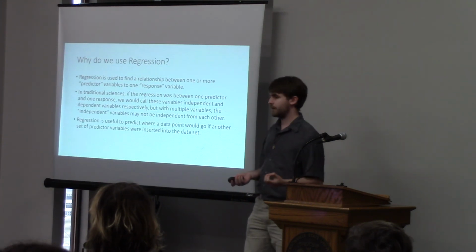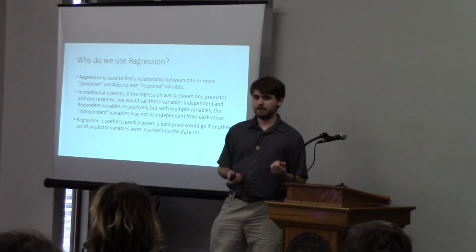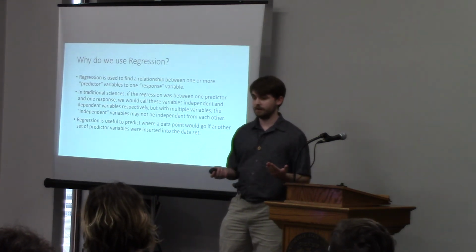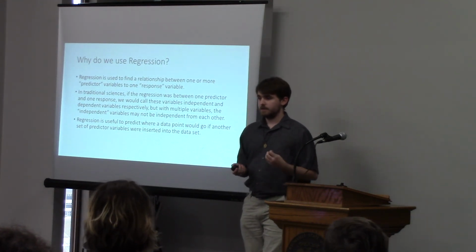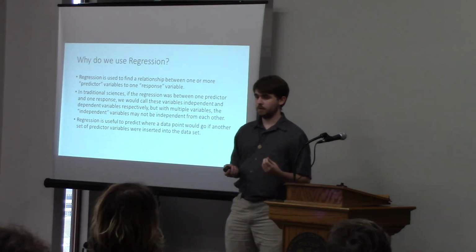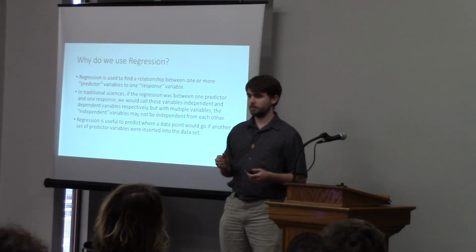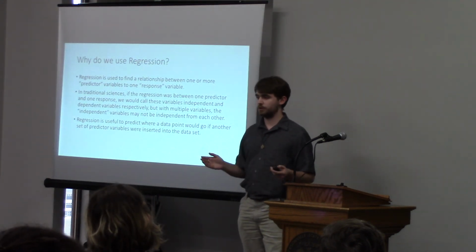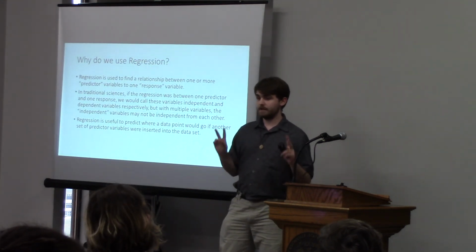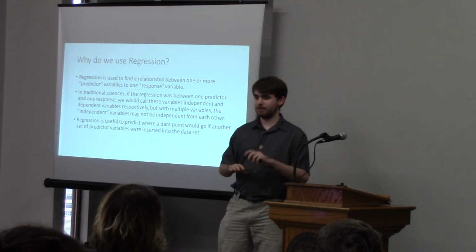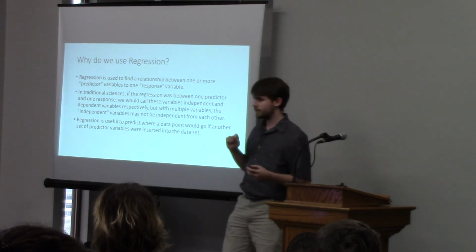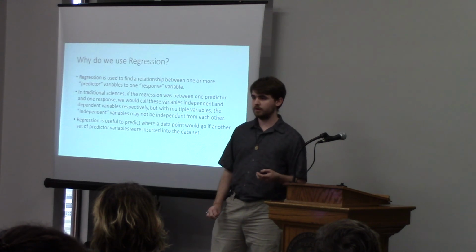So why do we do regression? Regression is something that we have a relationship between predictor variables and response variables. In a classic science sense, such as a biology class or a chemistry class, we would have one independent variable and one dependent variable. But with something larger like 3 or 4 independent variables, they could be dependent upon each other, so we can't really call them that, and that's why we're calling them predictor and response variables. So regression is useful for predicting where our next data point might be.